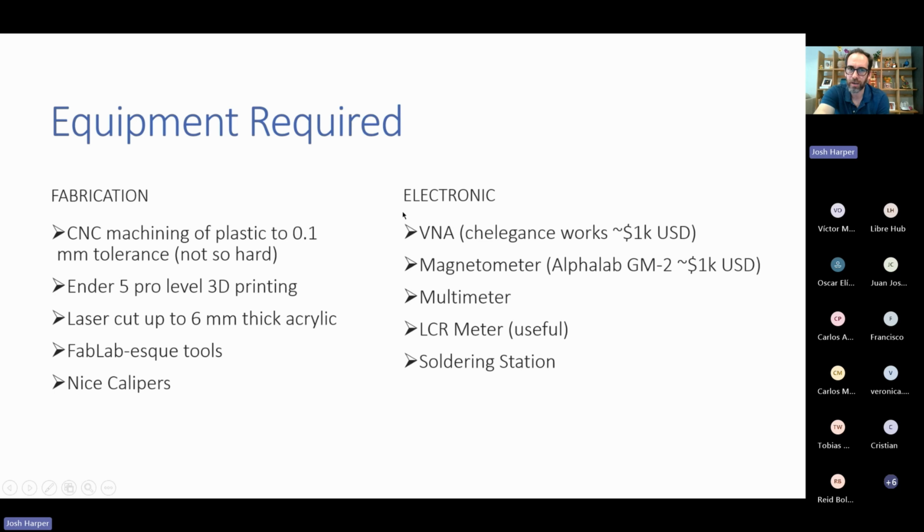The Chelegans one that we have works fine, and I would suggest using that if you don't have access to a nicer one. You need a magnetometer for magnetic fields measurement. We use the AlphaLab GM2, and it seems to do an okay job. It's sort of at the low end of the magnetometer world, but it does well enough. Multimeter, LCR meter is useful, but I don't have one, and it's been okay so far. And you need a nice soldering station. You do quite a bit of soldering, and I think it's really helpful to have nice tools when you need a job to come out well.